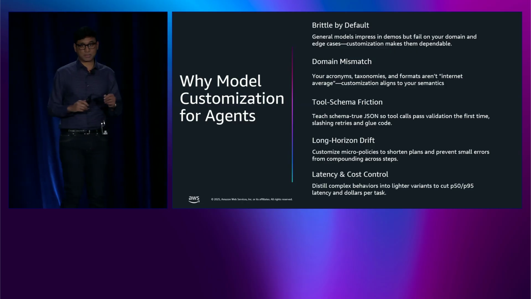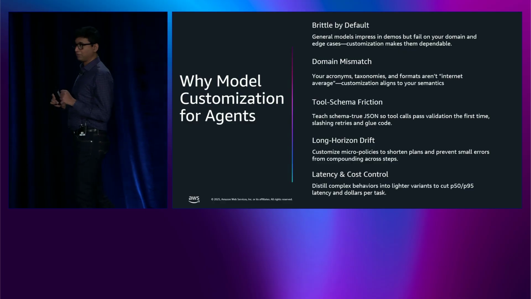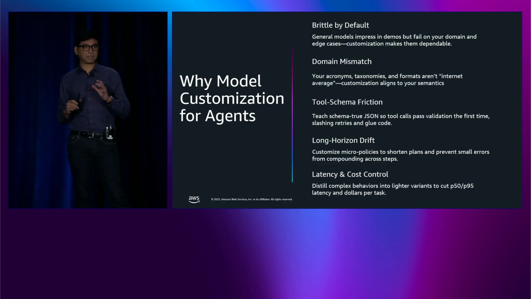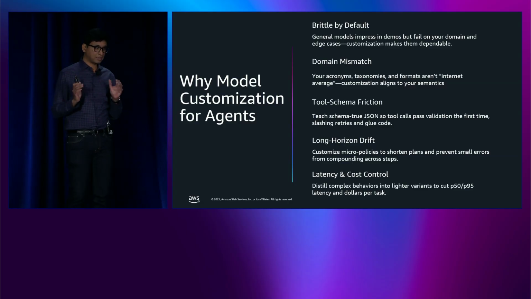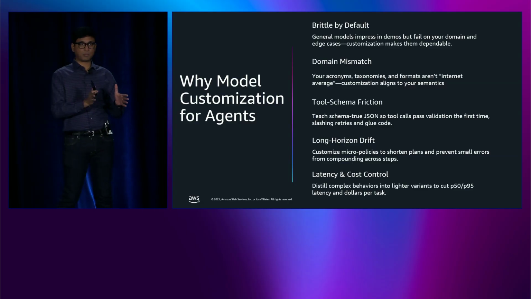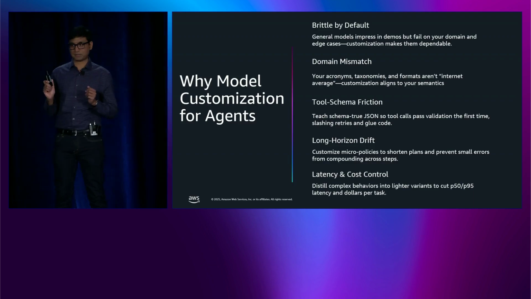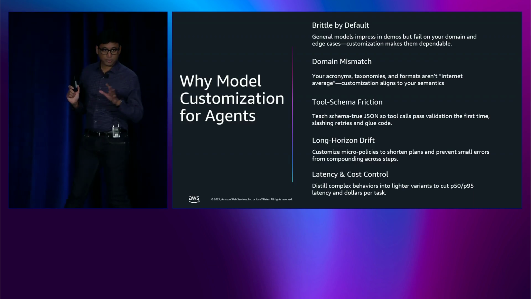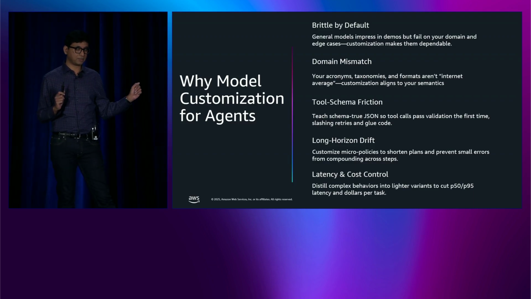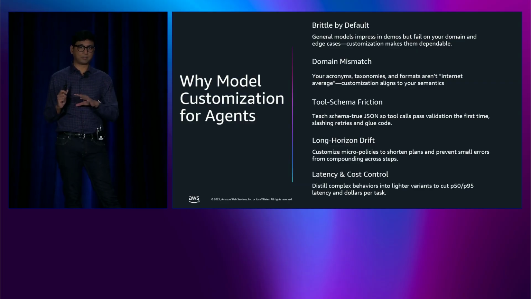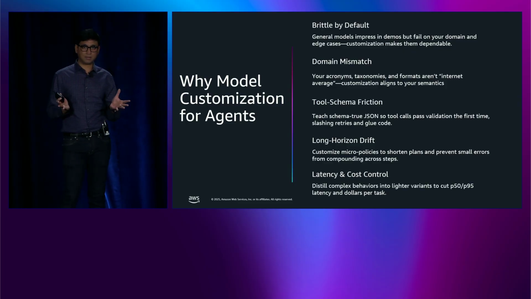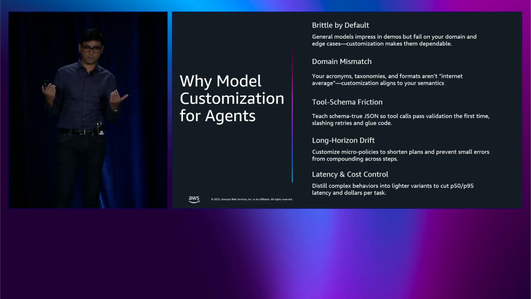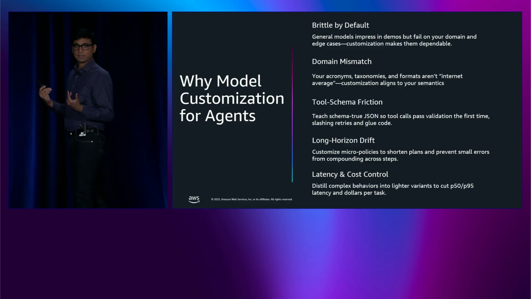The next one is not specific to agentic AI, but still very applicable here. Your domain-specific acronyms, taxonomies, and business process knowledge are not internet average. Customization can help align and steer the model to your specific business semantics. We also talked about tools in the context of agents. In order for these models to make these tool calls perfectly in the first attempt, it's important that they have a good understanding of the underlying schema as well as the parameters needed to invoke these tools. Customization can directly help you do that.